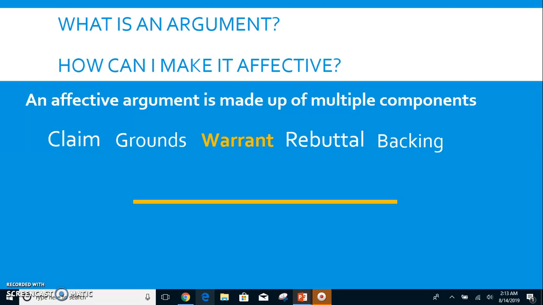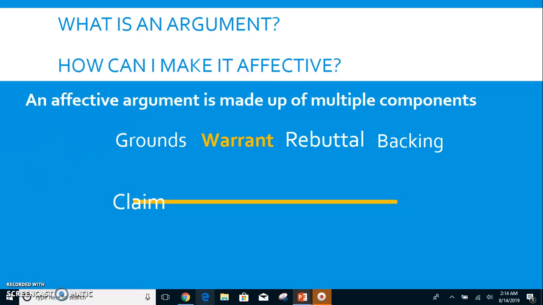So you need a specific example that justifies your assumption or the connection from your claim to the grounds. All right? So I heard howling outside my door. Dogs howl, so that only adds more evidence and it clearly backs up the fact that there is a dog outside my door. So it is very important that you have backing.